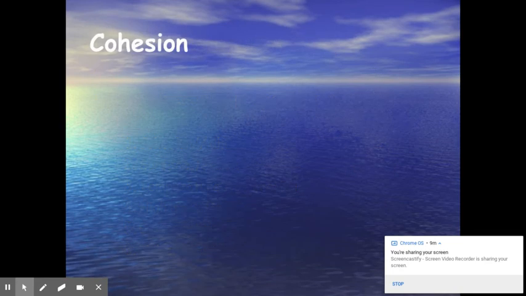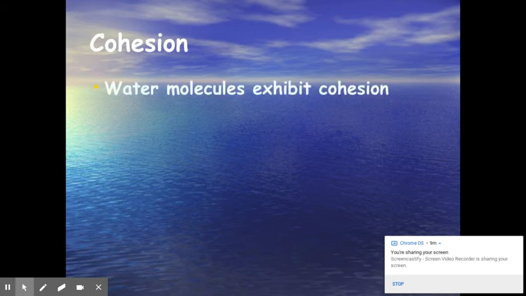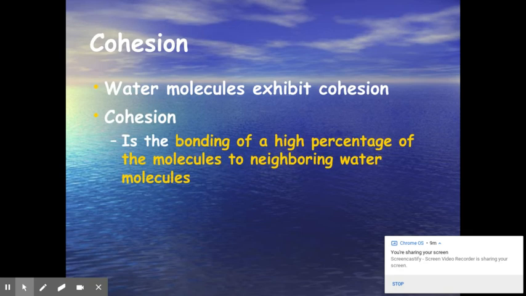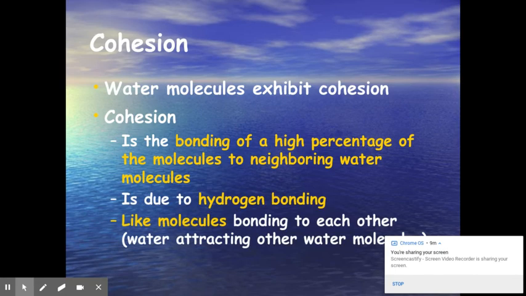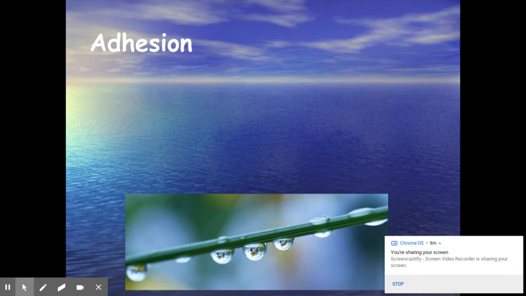So cohesion. So next one on your list. Cohesion, what is it? Water molecules do exhibit this. If you wanted to put this in simple terms, it's water sticking to water. Water molecules sticking to water molecules. Again, allowed by hydrogen bonding, but water sticking to water is called cohesion. Due to hydrogen bonds, like molecules bonding to like molecules.